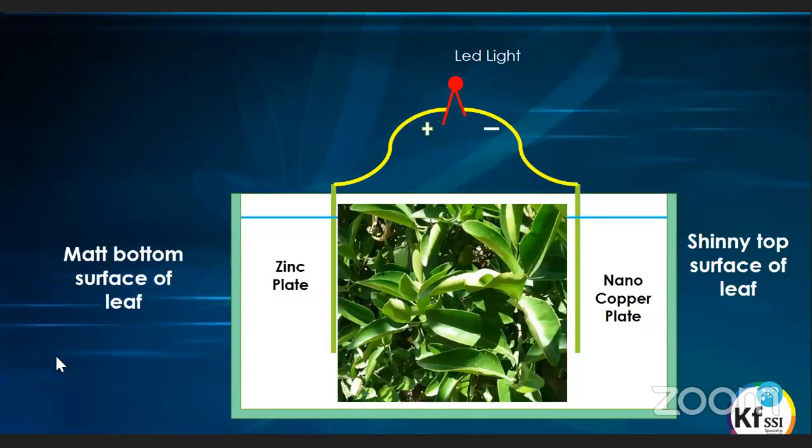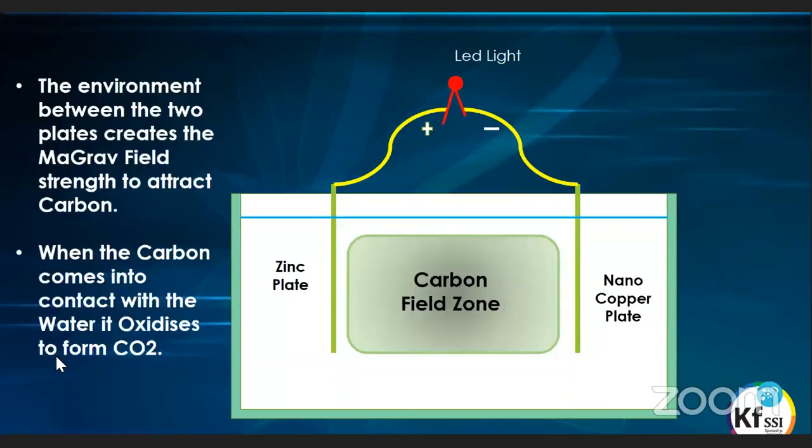So essentially we have the setup the same as the leaf. We have the zinc plate and your nano copper plate, and you have your LED to control and slow that flow between the two. So what you've created is an environment between the two plates, which creates the magnetic gravitational field strength to attract the carbon into that area. And when the carbon comes into contact with the water, it oxidizes to form our CO2.